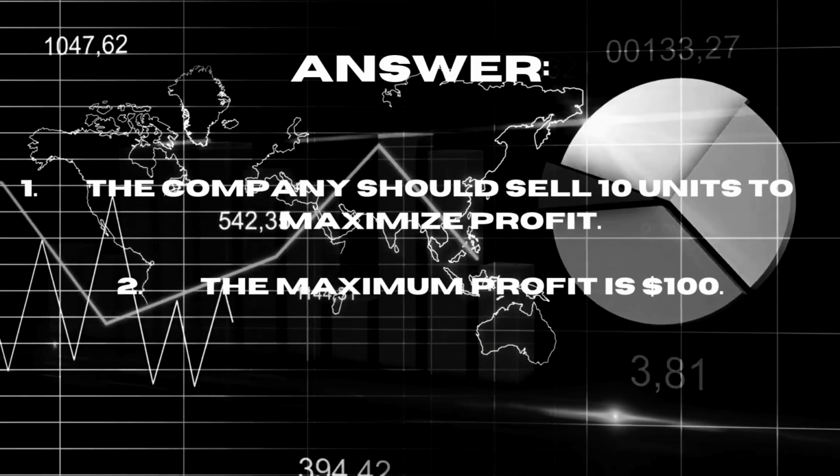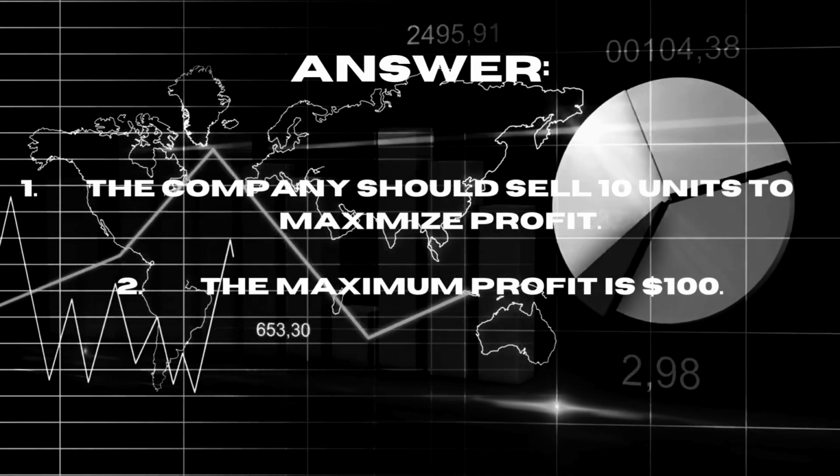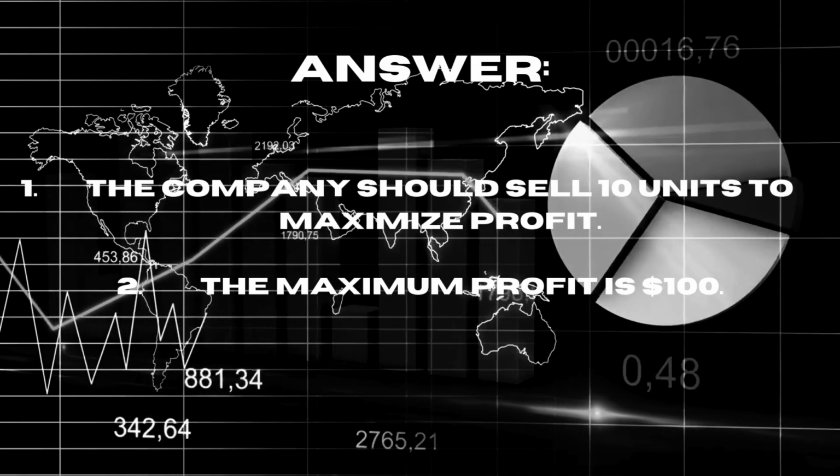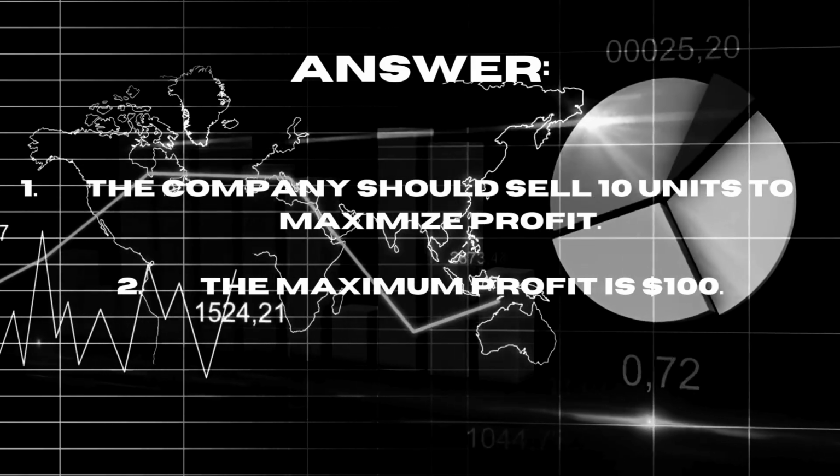The answer is the company should sell 10 units to maximize the profit. Second answer, the maximum profit is $100.